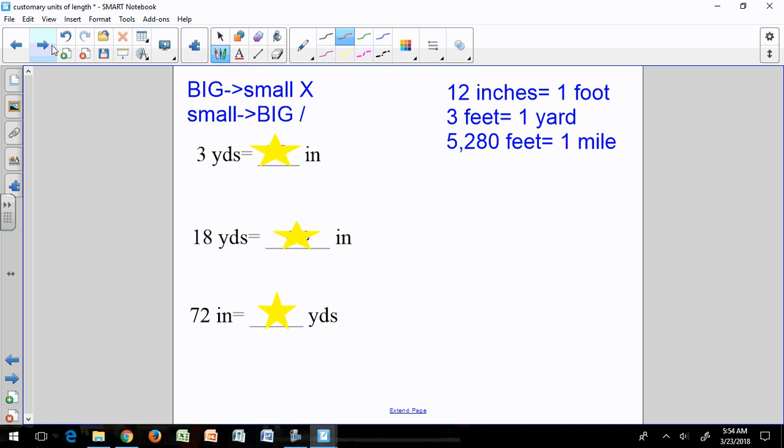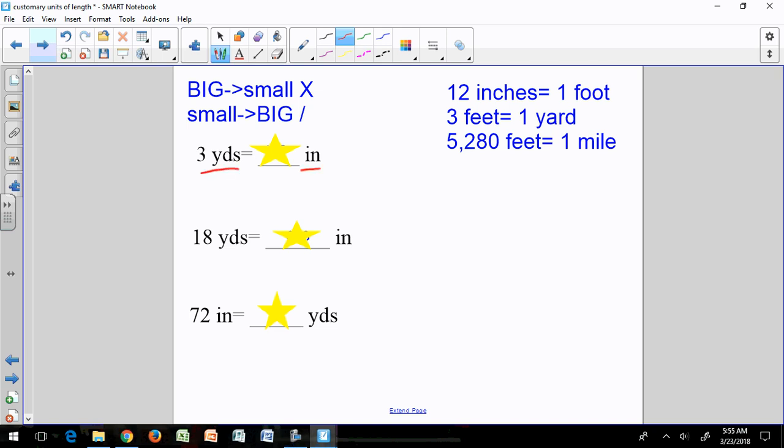Let's try 3 more. Okay? Remember, if you're going from big to small, you are multiplying. If you're going from small to big, you are dividing. But with these, we don't have an easy conversion. We'll have to convert twice.